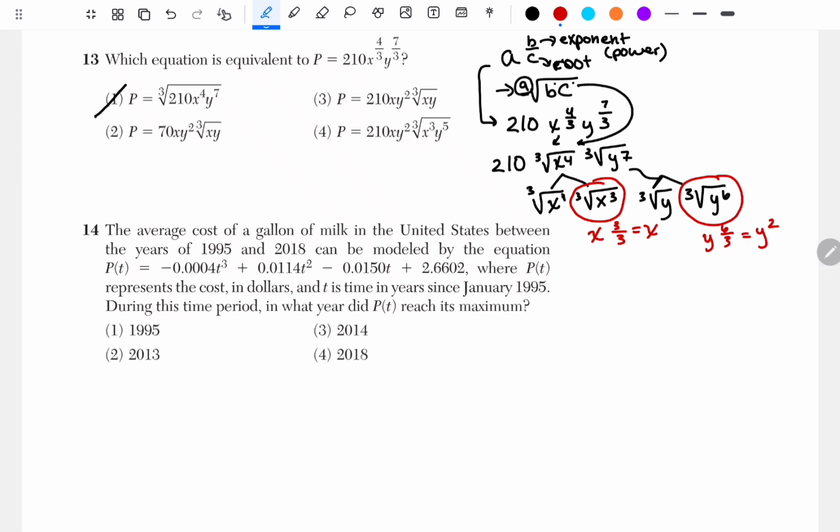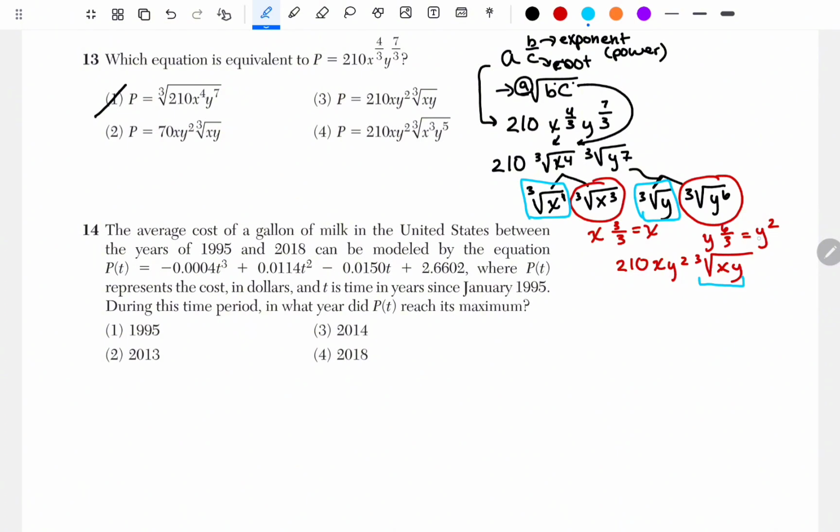So now we want to rewrite this. We're going to rewrite it as 210 x y squared and the cube root of x y. Again, we are able to do this part right here because now the cube root of x and the cube root of y are the same. They have different variables, but they have the same root and the same power. And so that's how we group them together, using the power rules.